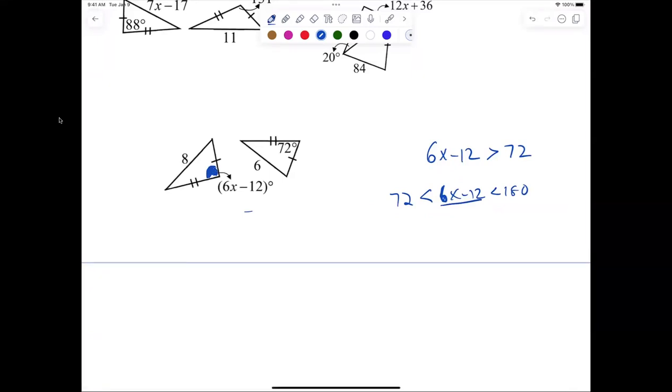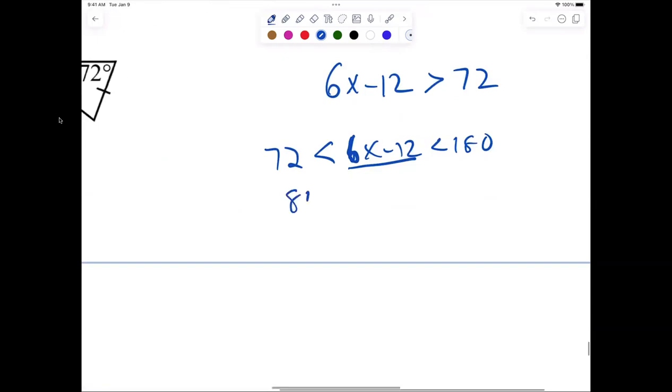But it's asking for X. Like, I'm not done solving it yet. I'm saying 6x minus 12 has to be greater than 72, but it also has to be less than 180. Does that make sense now? All right, so now we add 12, right? 84, 6x, 192. Do we agree? So x has to be less than, what is that?